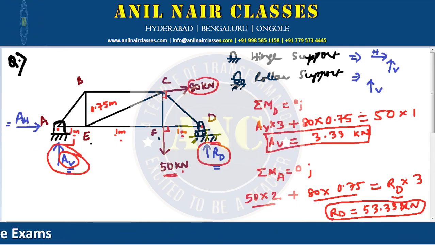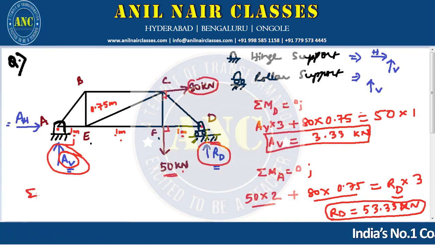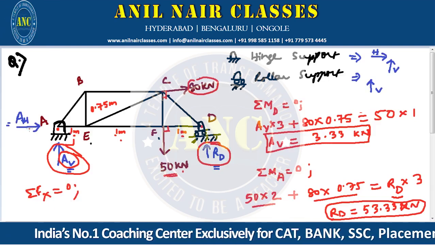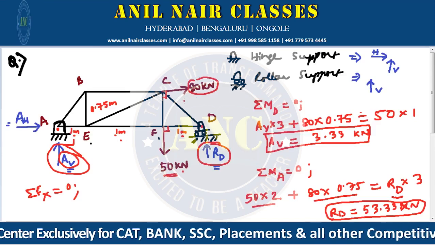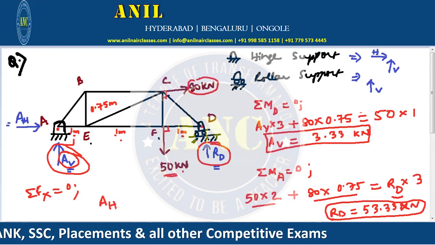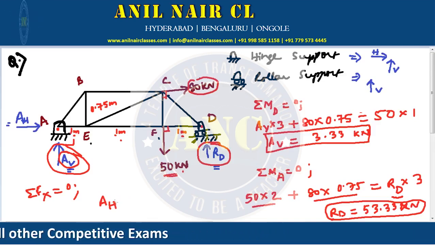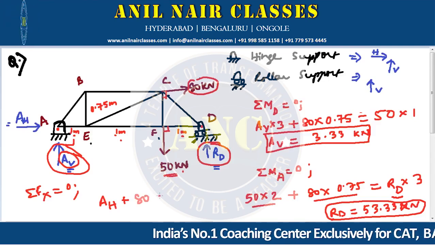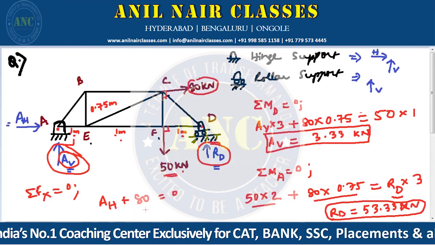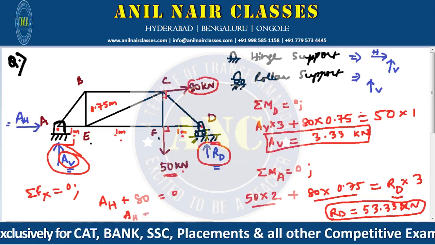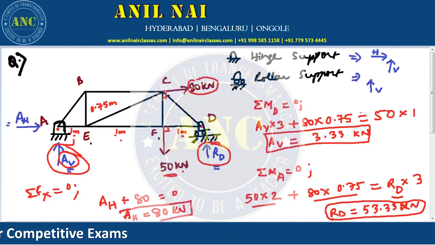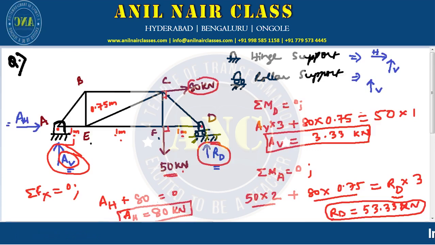What is left? AH. So we will solve with respect to the horizontal direction, that is the x direction. In this, AH is going towards positive, 80 is also going towards positive, so AH plus 80 is equal to 0. So AH is equal to minus 80. That is nothing but the negative direction. We are not concerned about the negative direction, we are concerned about the load over here. So AH will be 80 kilonewton. Correct? So we got 3 values.